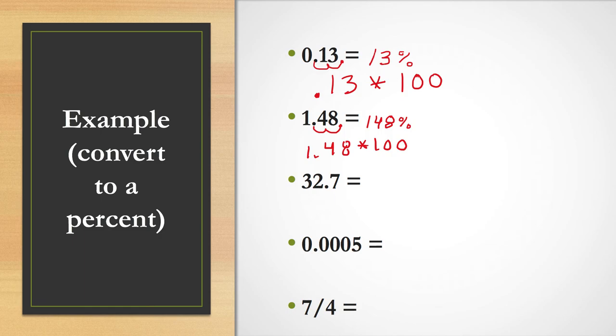Okay, our next one, 32.7, and we're going to need to move that decimal 2 places to the right. Now, the problem that we run into is I can move it 1 place, but when I go to move it a second place, remember that you're going to have to put a 0 right here to sort of hold that place. And so that decimal is going to now go after that 0. And so our answer is going to look like 3270%.